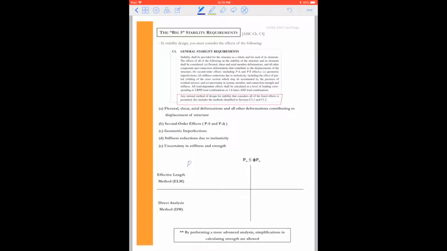We say that P sub u is determined from a first order elastic analysis, not including these big 5 stability requirements.